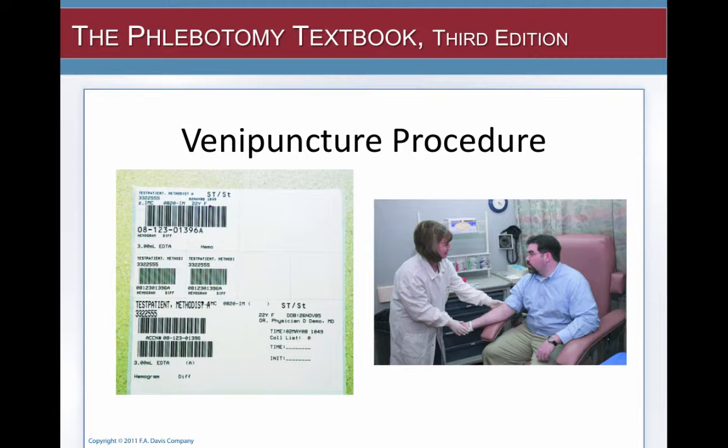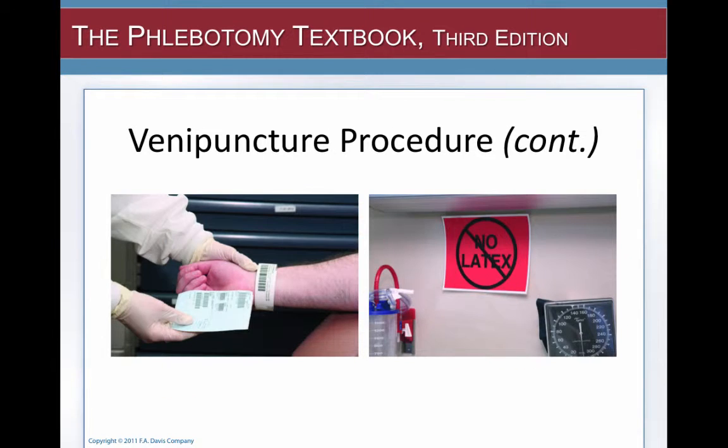Here in this slide we have the requisition that's come down, or they have the labels for the patient. Here is the patient, and you can see the phlebotomist is greeting the patient and introducing herself. This is an outpatient procedure. She's taking her labels and matching them against the patient's wristband, so she's identifying that the patient is correct. Here you see a no latex sign showing that they're not using any latex in the outpatient phlebotomy area.